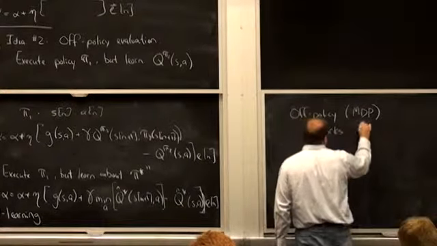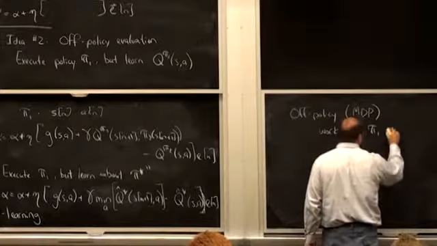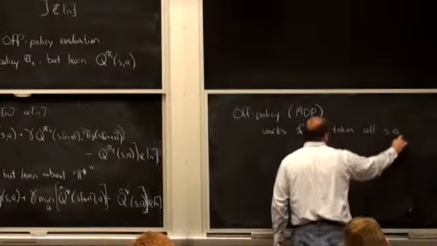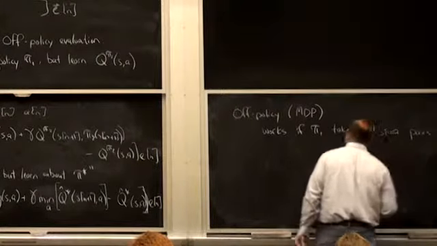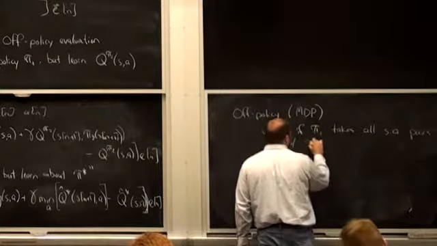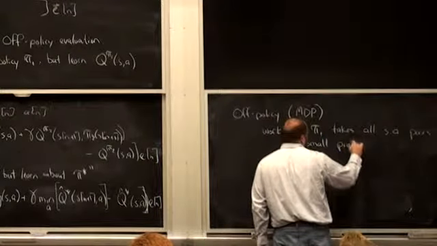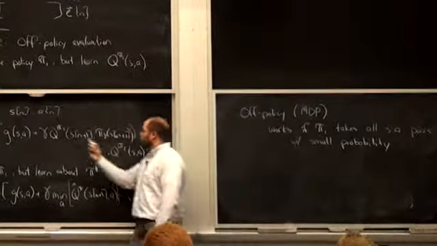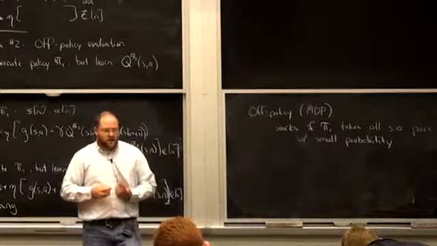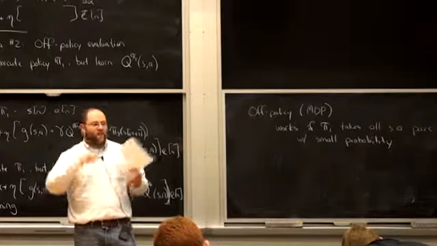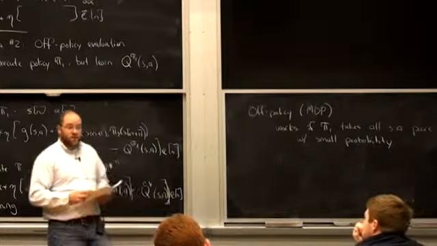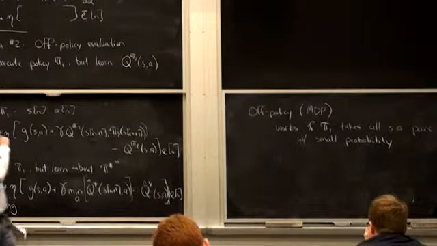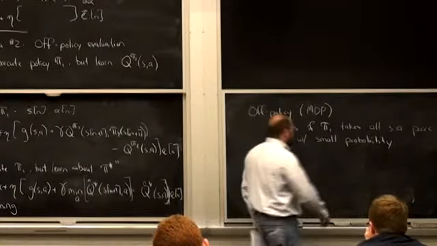Off policy works if pi 1 takes, in general, all state action pairs with some small probability. Right, if pi 2 took action 3 in state 1 and pi 1 never did, there's no way I'm going to learn really what pi 2 is all about. Okay, so how do you do that?